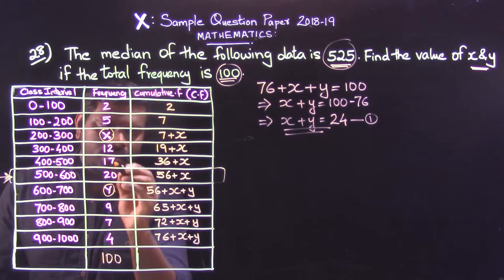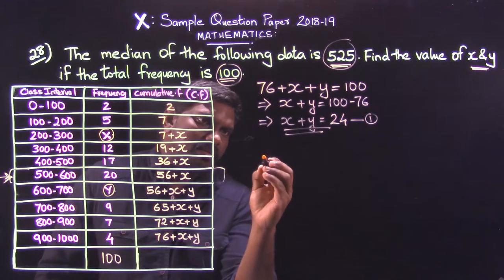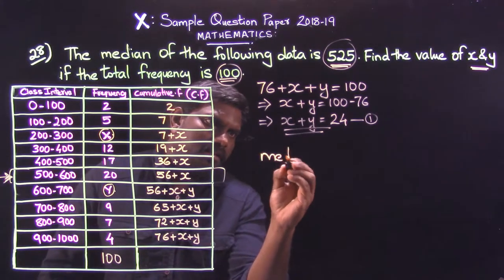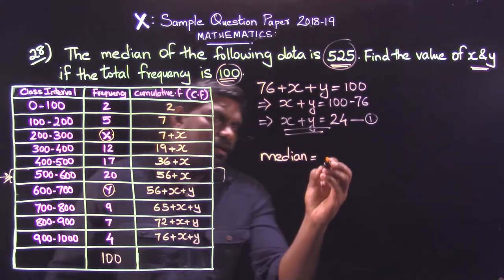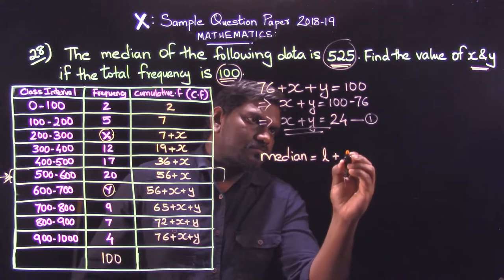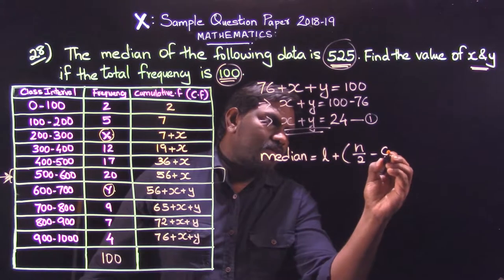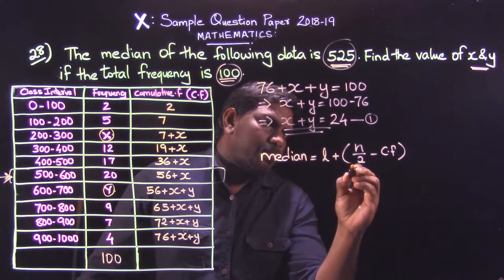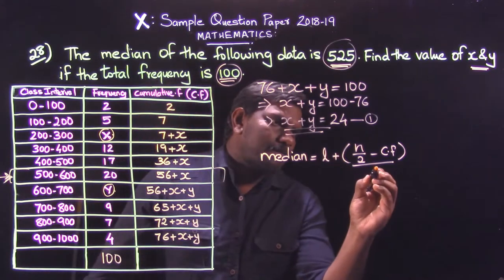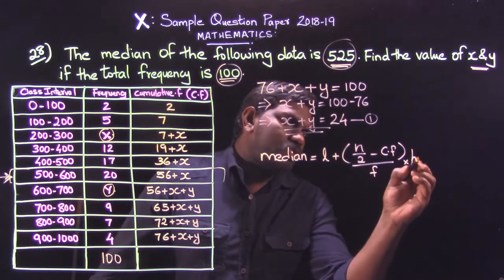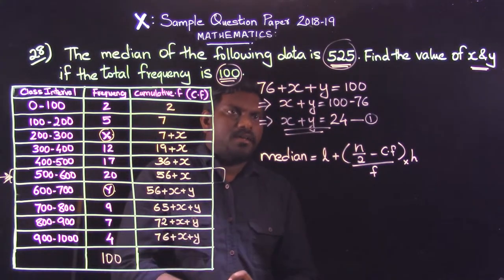Now let me first write the formula for how to find the median. Median is nothing but L plus N by 2 minus CF, divided by F, into h. This is what I want to calculate.